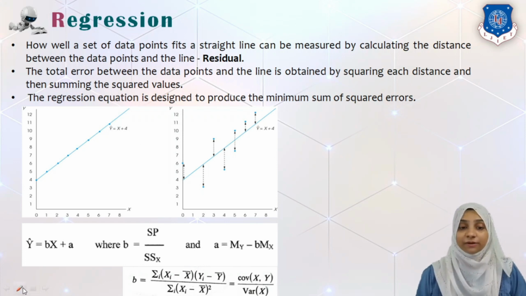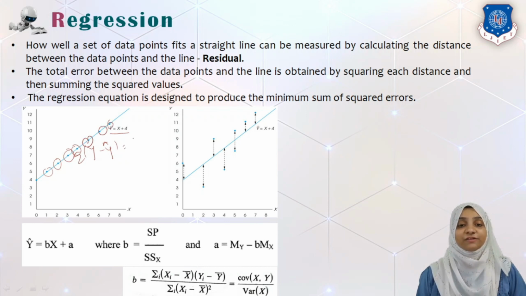Say for example, let me show you here. Say this blue line, y dash is equal to x plus 4, is a line and the given points are these. Now here, as you can see, the data points are fitted very well over the line. So the difference between the actual y value and the y dash value, or y cap value, is almost 0. For all these points, the summation equates to 0. But this will not be the case every time.